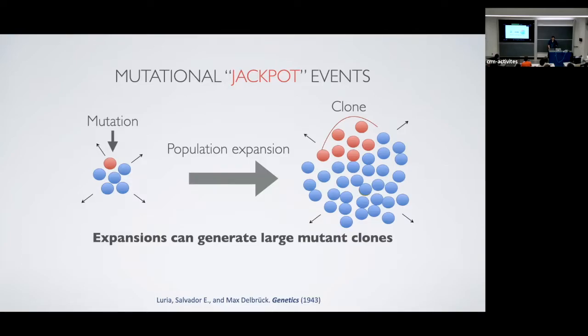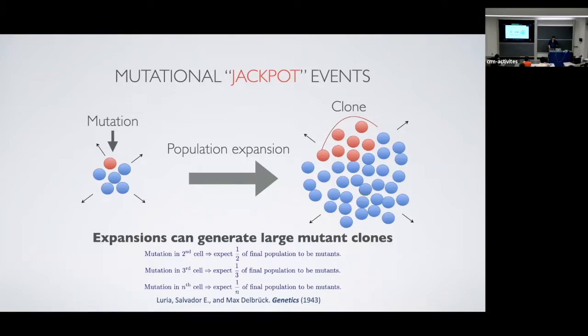There's a lot of complicated math you can do, but really, if you think about just the clone size distribution or family size distribution, conditional on one mutation entering the population, it's relatively straightforward. I try to indicate it here. If a mutation occurs in the second cell, then we expect about 50% of the final population to be mutants, right? Because each of those cells are then expected to grow at the same rate. If the mutation occurs in the third cell, well, we expect 1/3 to be the final frequency. If the mutation occurs in the nth cell, we expect 1/n to be the frequency in the final population.